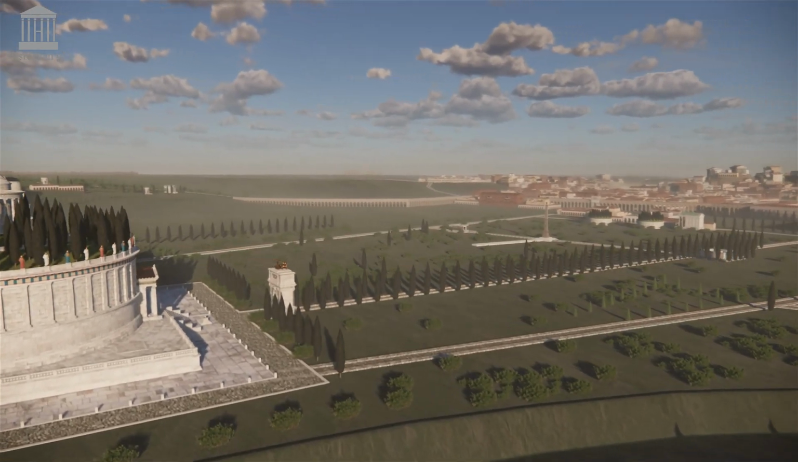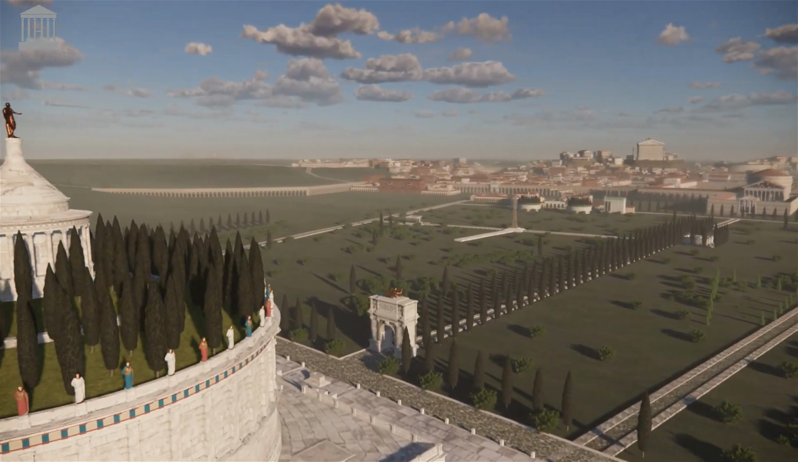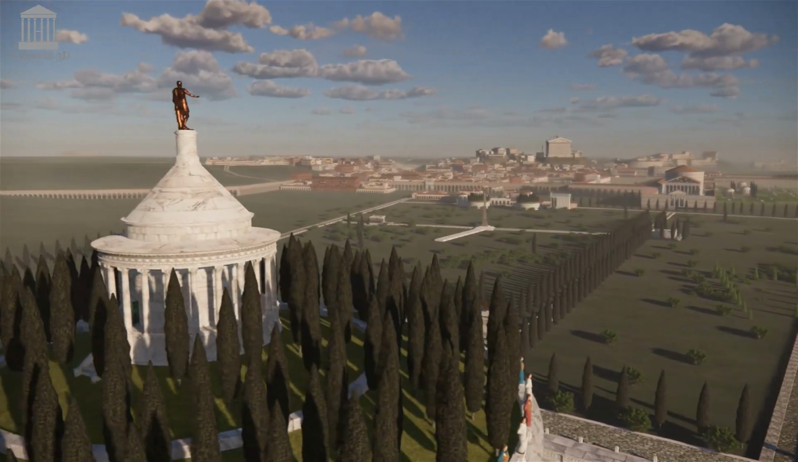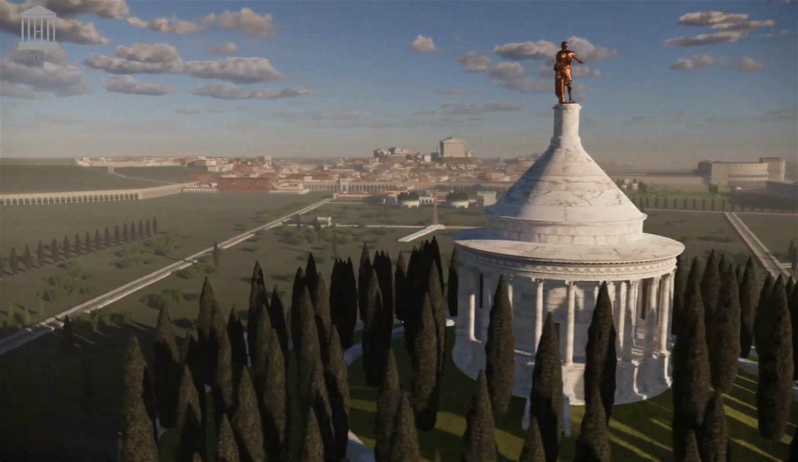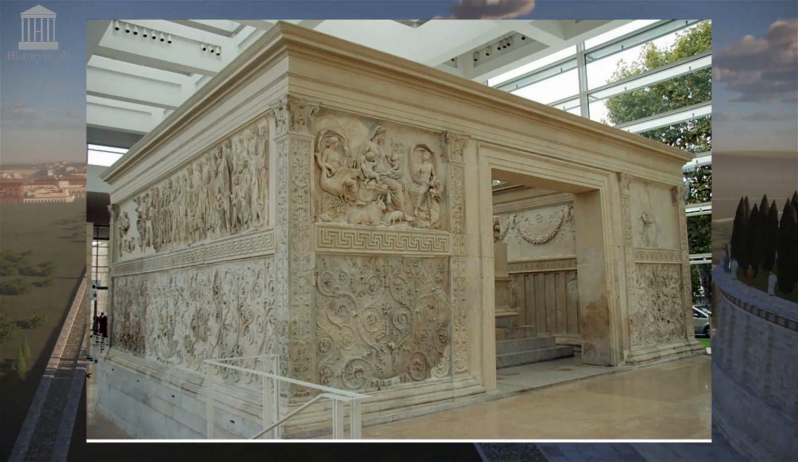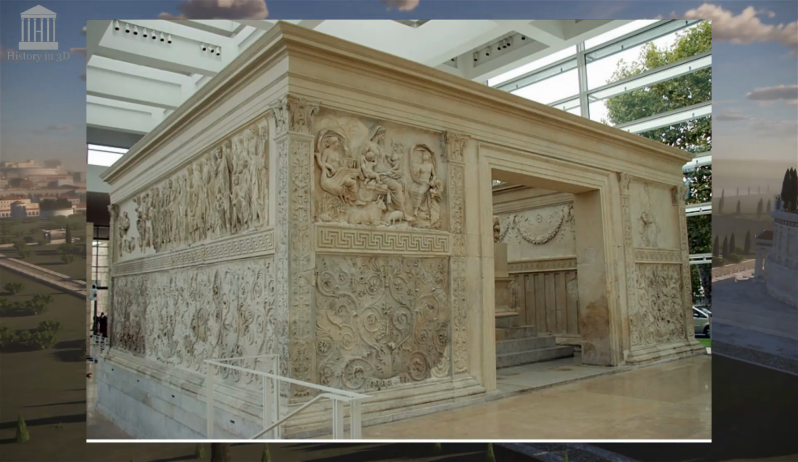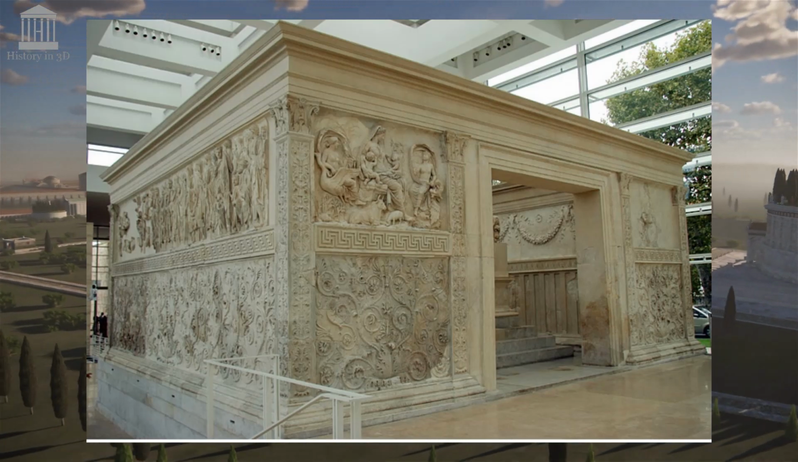Fragments began to come since the 16th century, and about 120 years ago, systematic excavations started. The altar was carefully studied and reconstructed. It has been reassembled in a new place near the Mausoleum of Augustus.